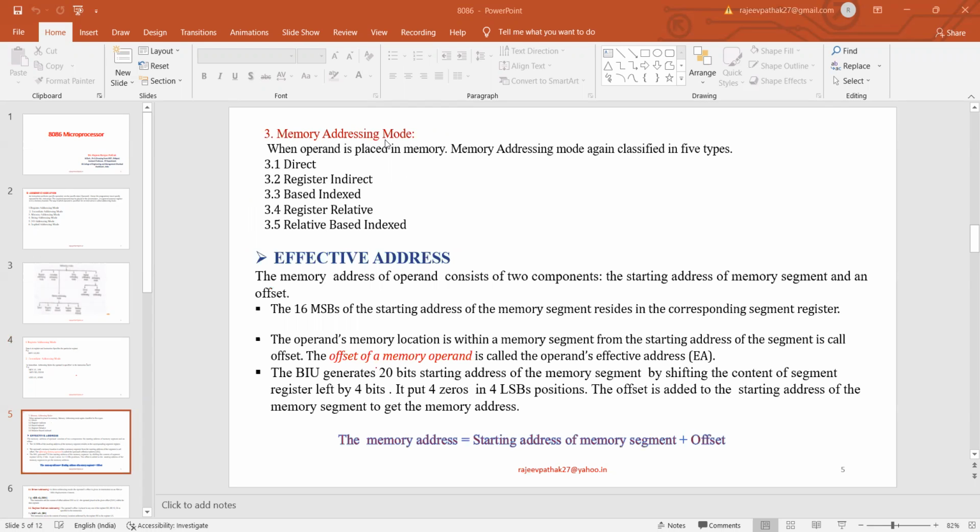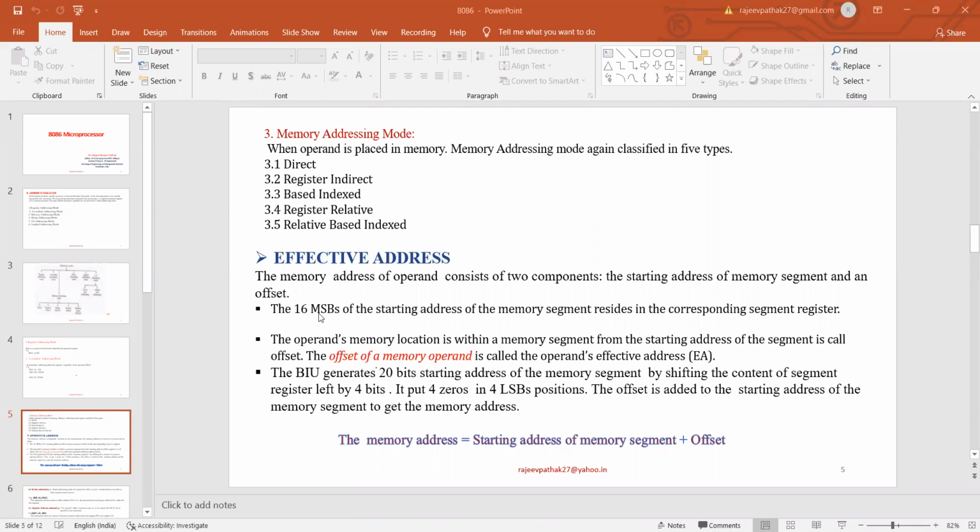Next is the memory addressing mode, that is, when the operand or data is placed in memory. The memory addressing mode is again classified into 5 types: direct addressing mode, register indirect mode, based indexed mode, register relative mode, and relative based indexed mode. Suppose any data or operand is stored in memory. If I want to call this particular data from memory, we have to specify the address of that particular memory. You know the address in the 8086 is a 20-bit memory address.